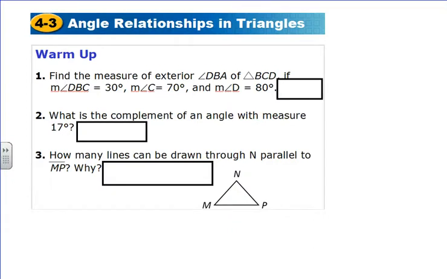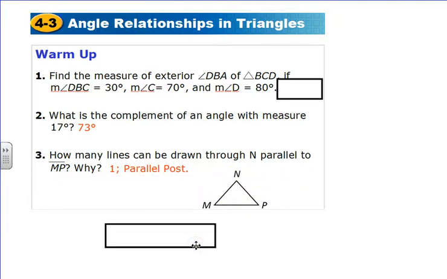But what is the complement of an angle? Complement would be, Jenna? That would sum with this to be 90. And so that would be, good job, 73. And then how many lines can be drawn through N parallel to MP? Look at that down there. How many lines could you draw through this N point, this vertex here? Only one, right? One that would be parallel to MP.